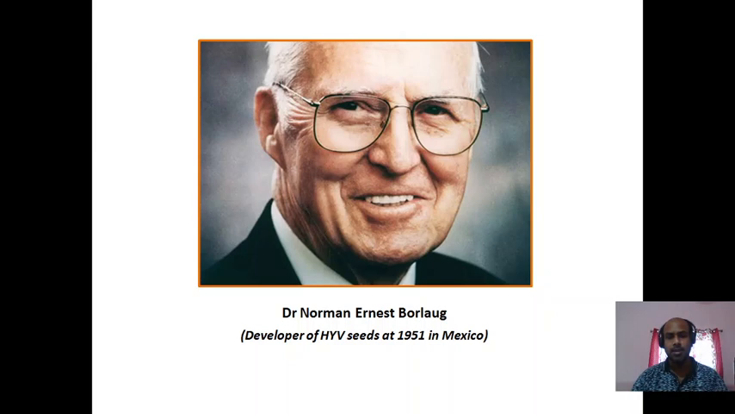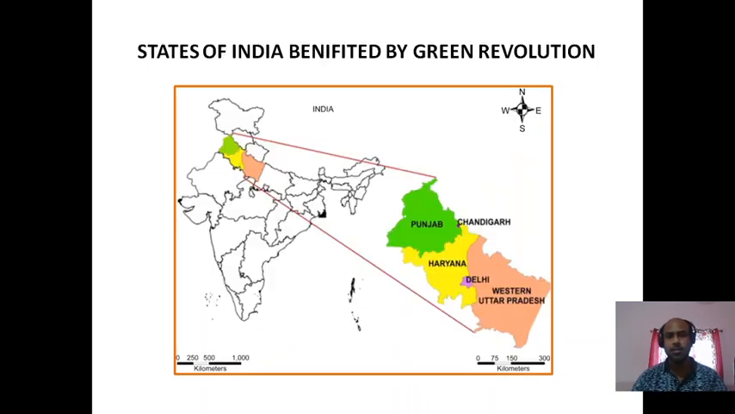Now you can see one picture of Dr. Norman Ernest Borlaug. Actually, he was the person who developed HYV seeds in 1951 in Mexico. This HYV seeds is a very important part of the Green Revolution. These are the states of India that got benefit from the Green Revolution, that is Punjab, Haryana, Delhi and Western Uttar Pradesh. And wheat is the crop that got maximum benefit from the Green Revolution.